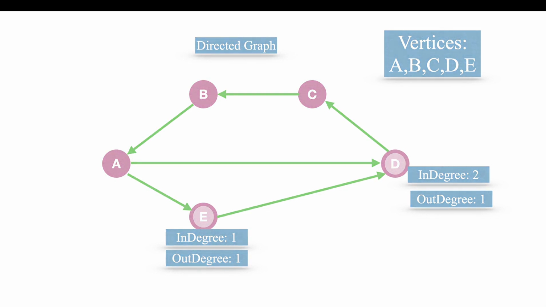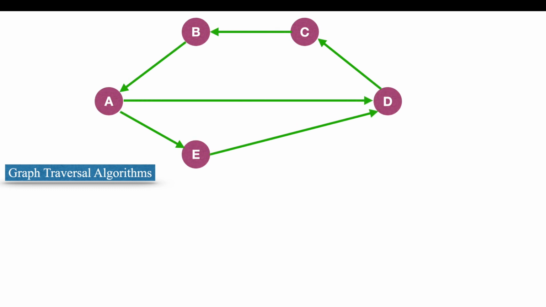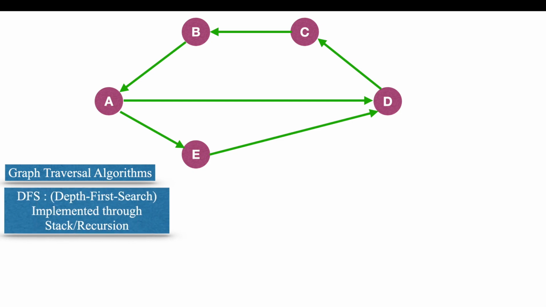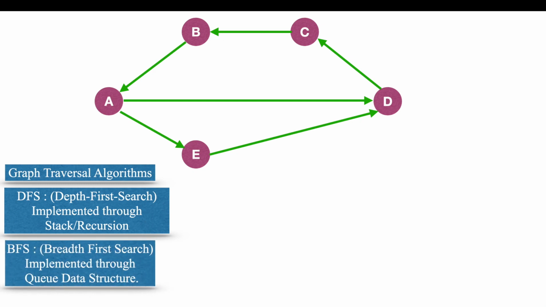That's it. Let's talk about graph traversal algorithms. How do you traverse in a graph? The famous algorithms are DFS. We use depth first search, which can be implemented through stack or recursion. And we use BFS, we call it breadth first search, which can be implemented through queue data structure.